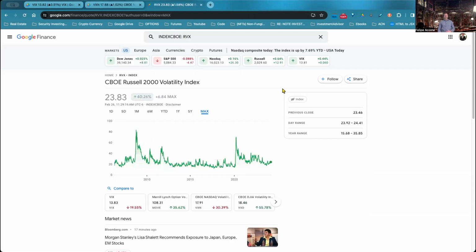And then lastly, we have the RVX, which is the volatility index for the Russell 2000. Same concept here. It's the volatility indicator for the underlying Russell 2000, which is the 2000 small to mid caps in the US, right? It's another one of the big indexes in the US, or one of the benchmarks. So to switch gears here, I'm just going to go straight into it.